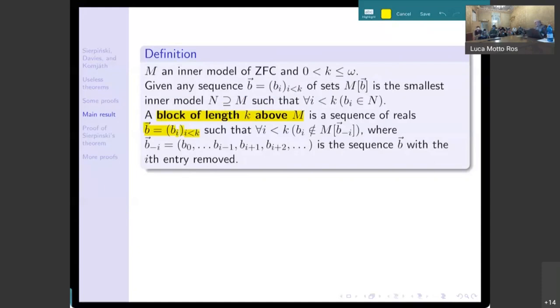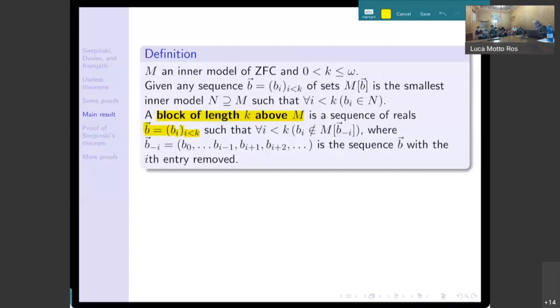So you have a sequence, take away one of those guys and construct from all the others. Take the least inner model containing M and containing all the others. Then V sub i cannot be obtained. It's some sort of algebraic independence, a notion of independence. You throw away one, and not only can you not get it from algebraic operations, but even from constructive operations.